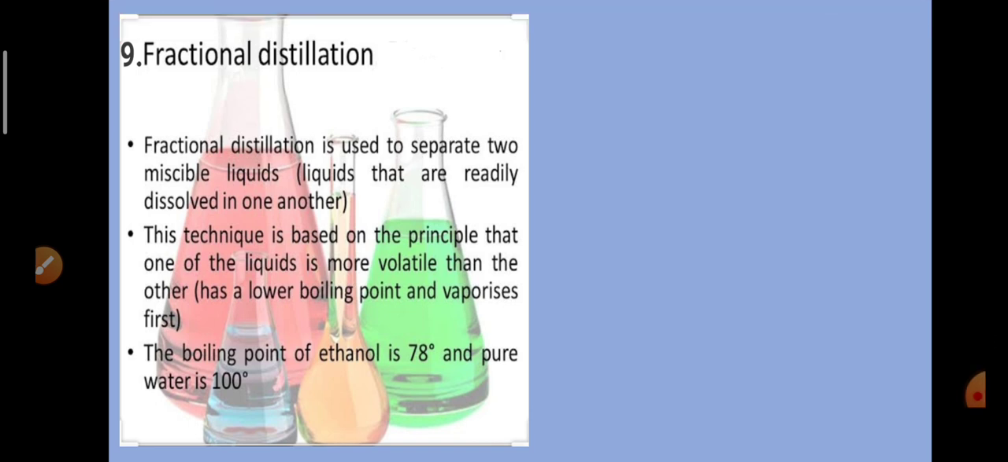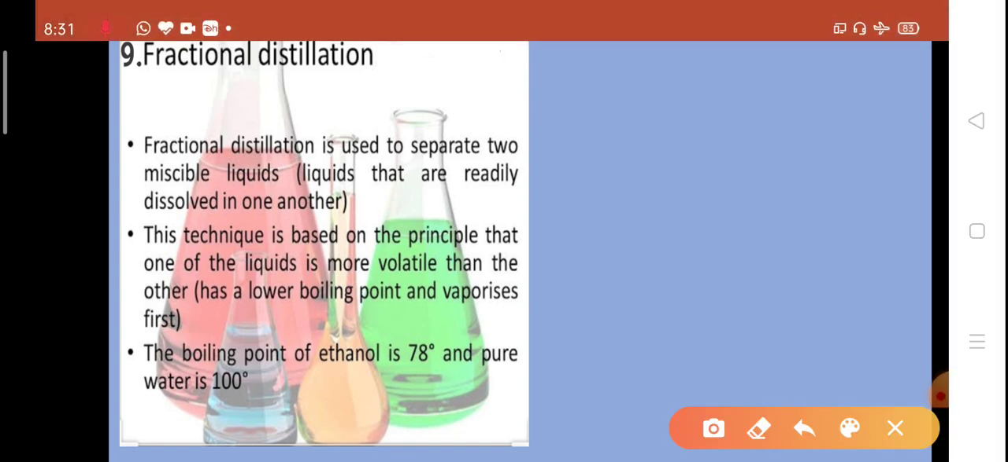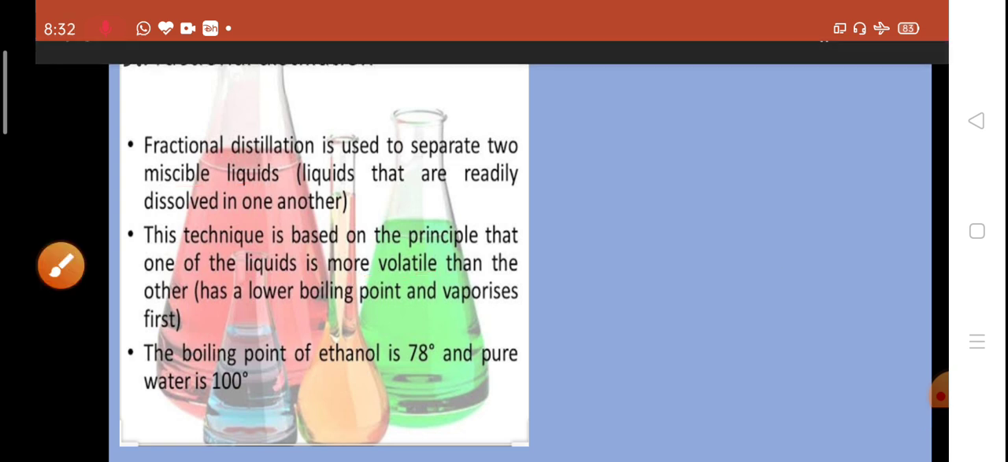The next method of separation is fractional distillation. Fractional distillation is used to separate two miscible liquids. The meaning of it is the liquids that can dissolve with each other properly. This technique is based on the principle that one of the liquids is more volatile than the other. It means one of the liquids has lower boiling point than the other and vaporizes first.